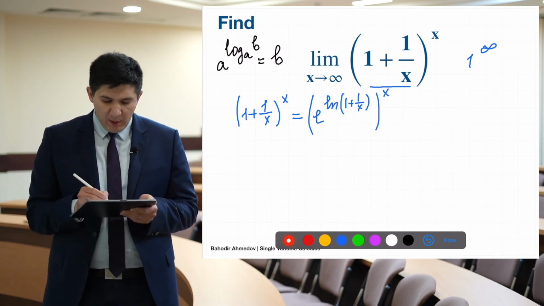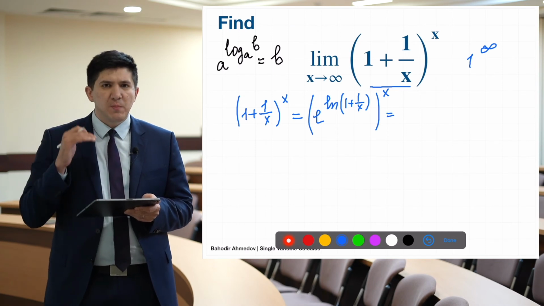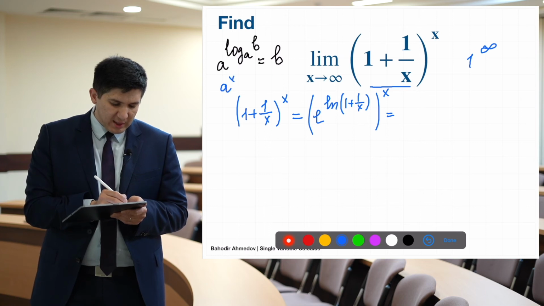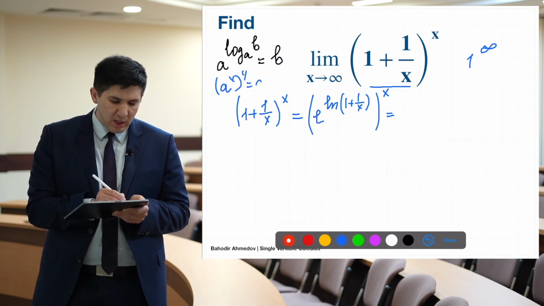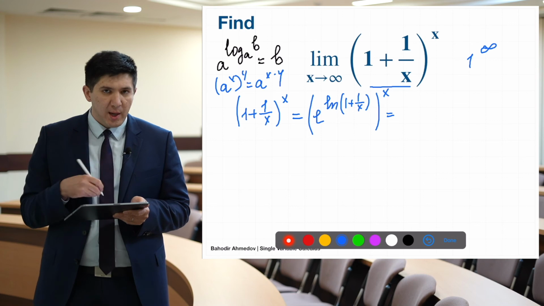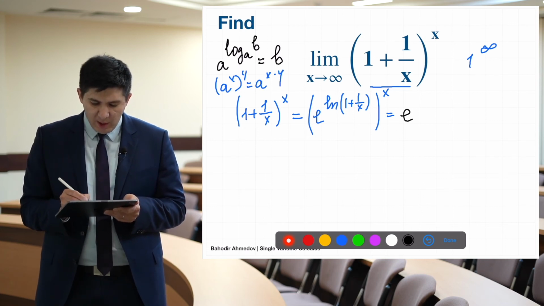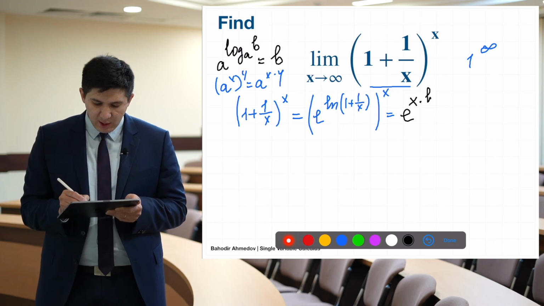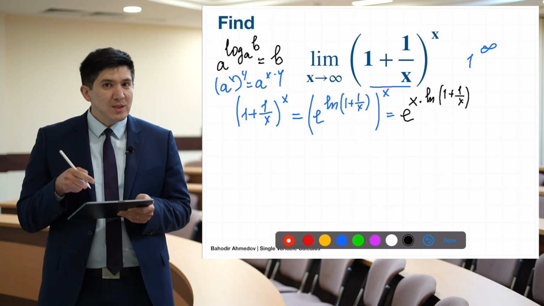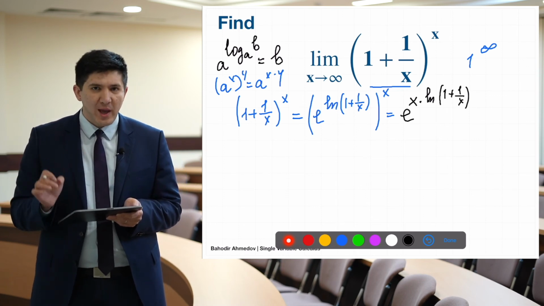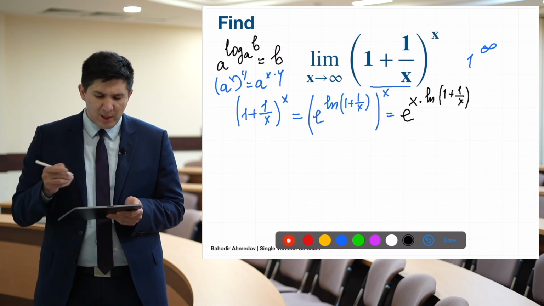Then, you know that when you raise a power to another power, a to the power of x to the power of y, it is simply a to the power of x times y. I'm going to just use this rule here. It is going to be e to the power of x times ln of 1 plus 1 divided by x. The reason is I'm going to find the limit of the power of x separately. Then I'm going to substitute this.